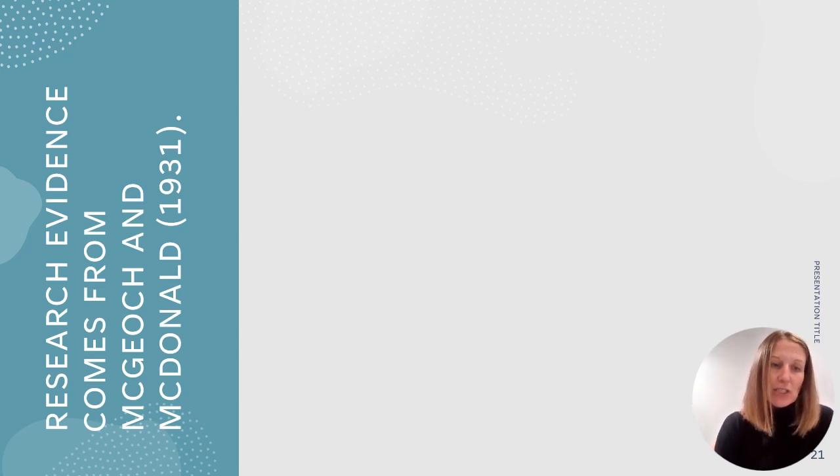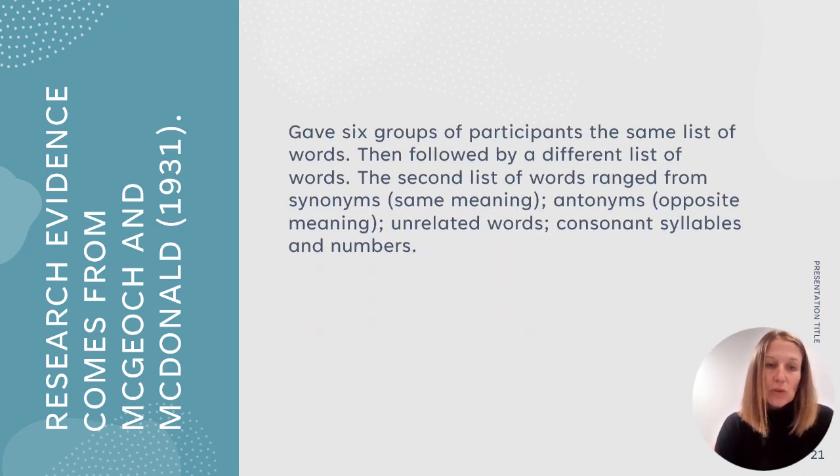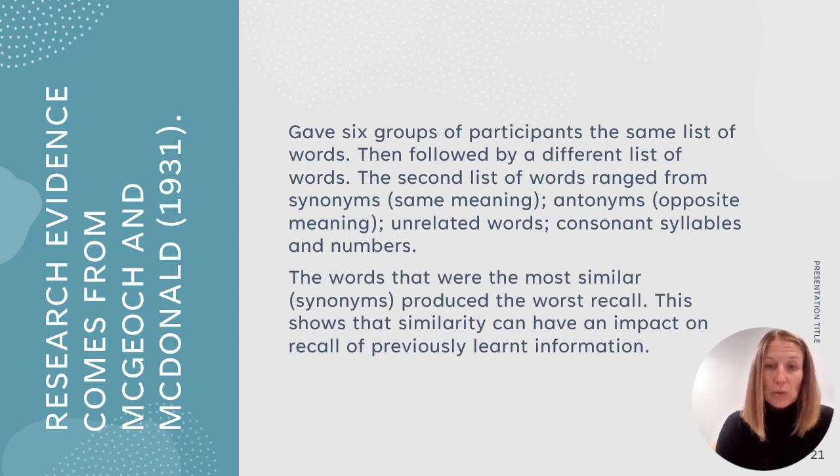So there's some research evidence which comes from McGeoch and McDonald in 1931. They gave 6 groups of participants the same list of words. They were then followed by a different list of words. The second list of words ranged from synonyms, so they had the same meaning, antonyms, the opposite meaning, unrelated words, consonants, syllables, and numbers. So they all had the same list of words, and then they all had a different variation afterwards. And the words that had the most similar, so the synonyms, produced the worst recall.